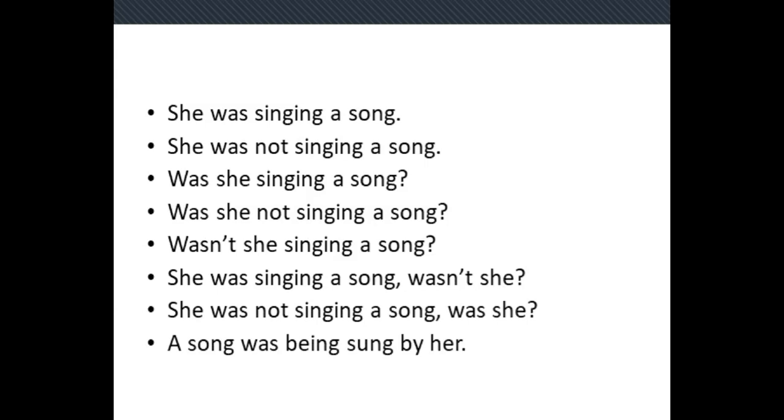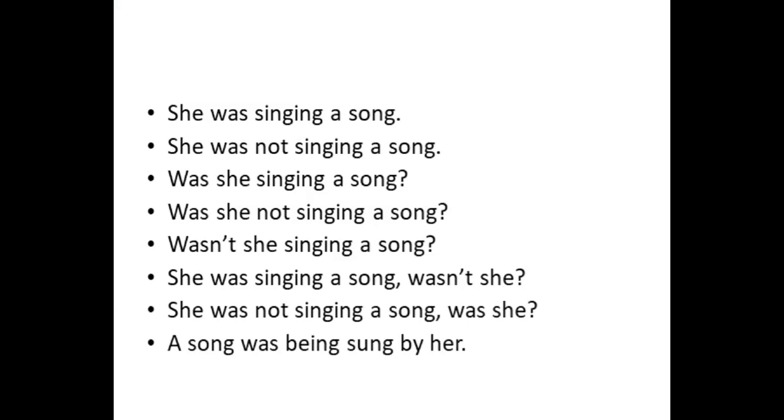Now, passive form. A song was being sung by her. The be forms of the past tense are was being and were being. Here the subject, a song, is singular. That's the reason we need to write the be form was being. If the subject is plural, songs, then were being.